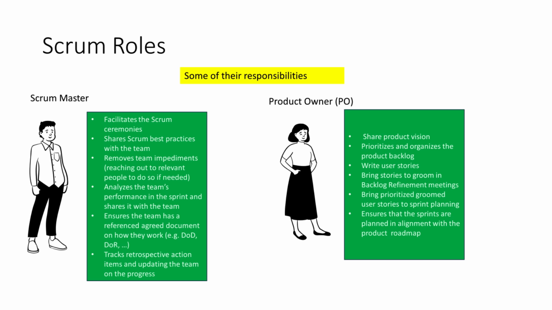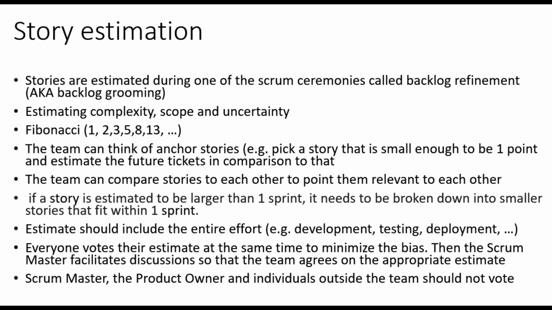Stories are estimated during one of the Scrum ceremonies called backlog refinement, also known as backlog grooming. Estimation of user stories in Scrum is very unique. First of all, stories are not estimated based on time. They are estimated based on complexity, scope, and uncertainties. The estimation unit is points.